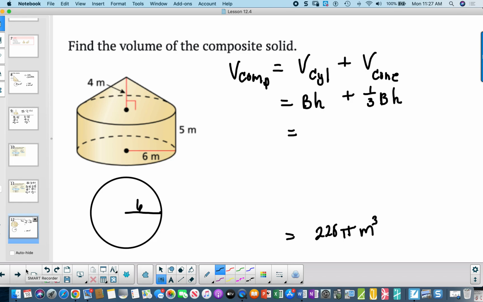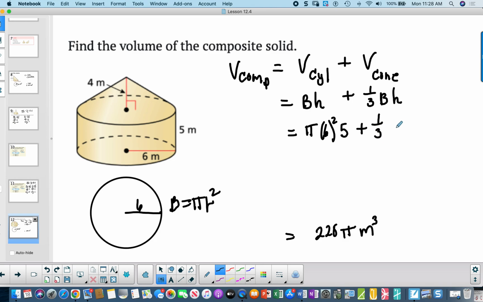Let's find the volume of a composite solid. So this solid is made up of a cylinder and a cone. And here I draw my base. And remember, the base is a circle, so that's pi r squared. So my base will be pi times 6 squared. And then the height of the cylinder is 5.